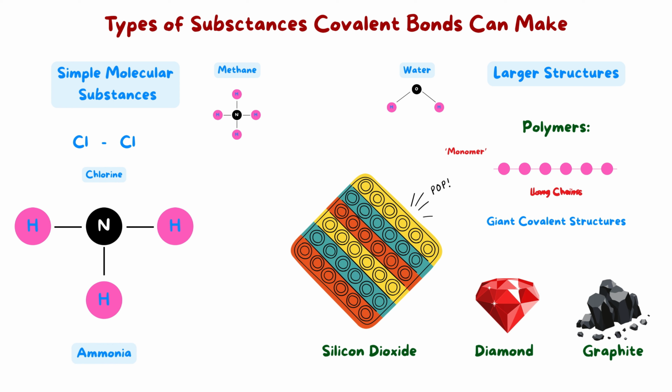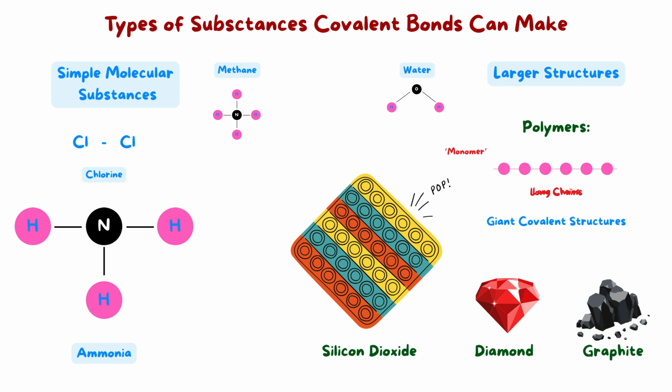The final thing to understand is the different types of substances that covalent bonds can create. So far, we've seen simple molecular substances like chlorine and ammonia, which are made up of small molecules held together internally by strong covalent bonds, but between these molecules, there are only weak intermolecular forces, making them relatively easy to separate. Other common examples of simple molecular substances include water, which is H2O, and methane, which is CH4.